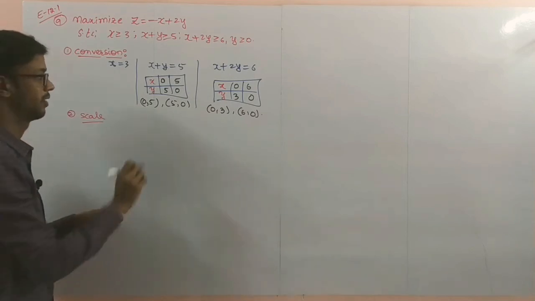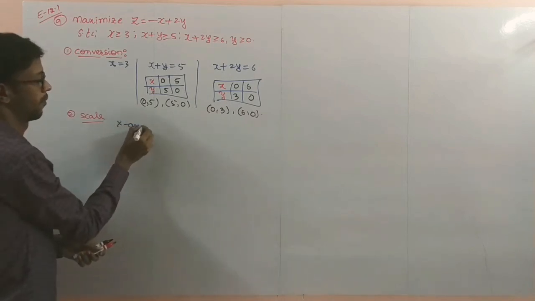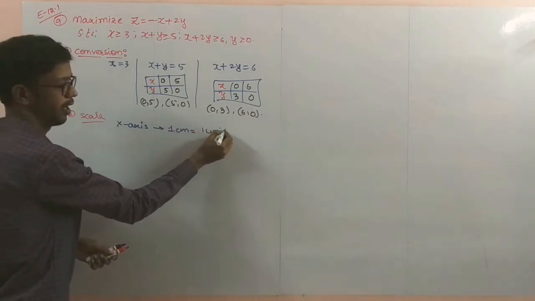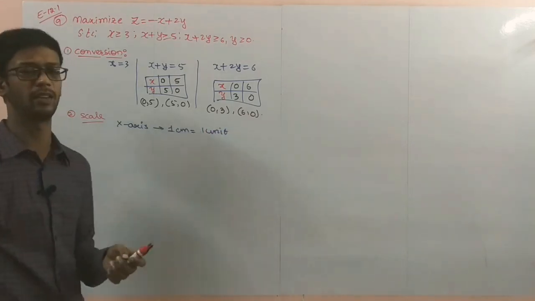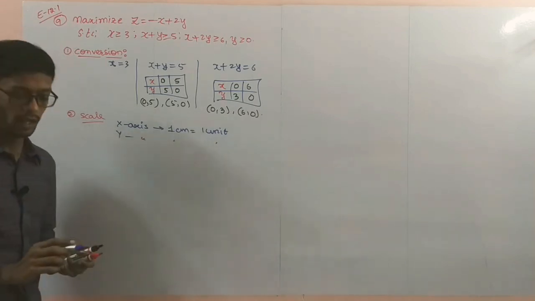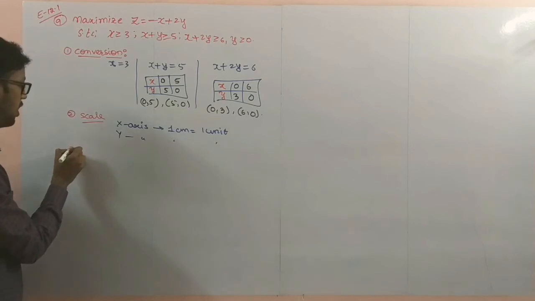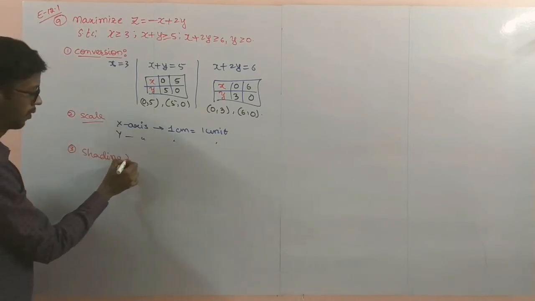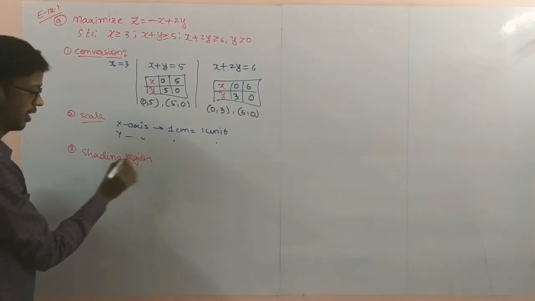The x-axis scale is 1 centimeter equal to 1 unit, which I am taking. Why? Because the numbers are very small, so I am taking 1 unit directly. The y-axis is also the same. Next one, third point. Our third point is the shading region.